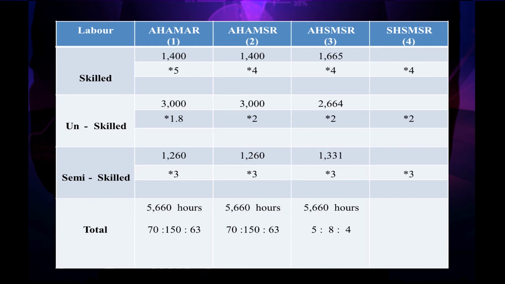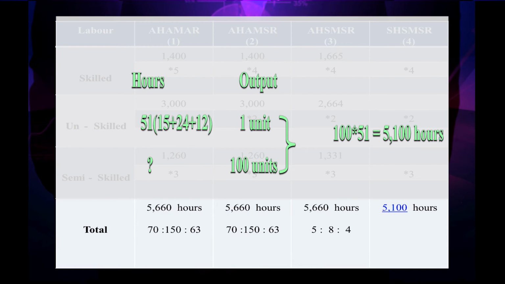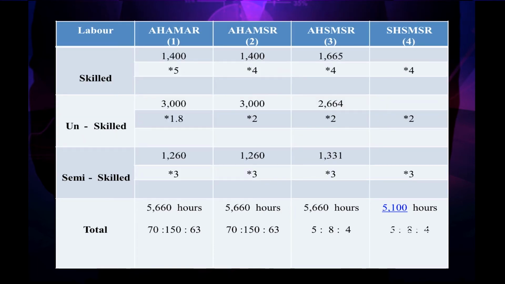The last column, column number 4, has 5100 hours, based on the hours and output, and that is to be divided between the varieties of labor in the standard mix, which is 5:8:4. So, 1500 hours for the skilled, 2400 hours for the unskilled, 1200 hours for the semi-skilled.